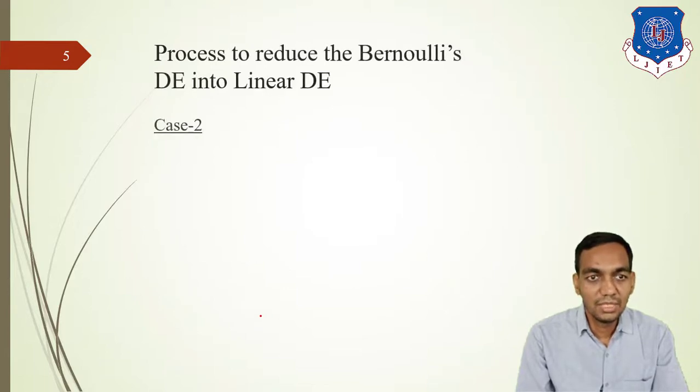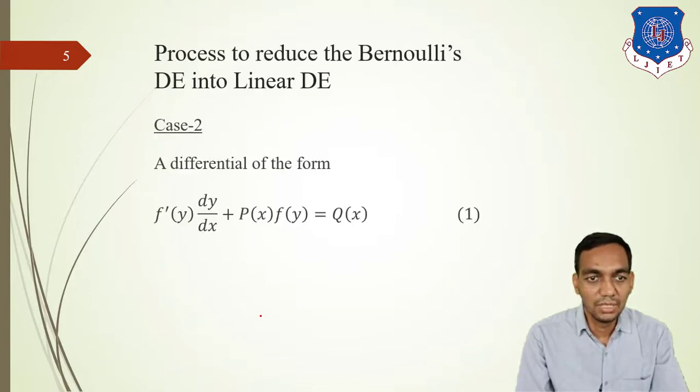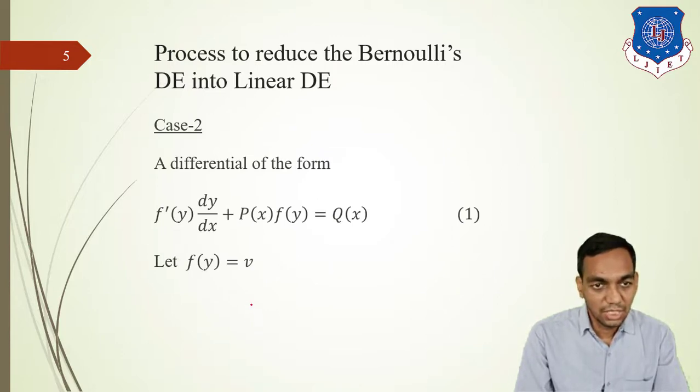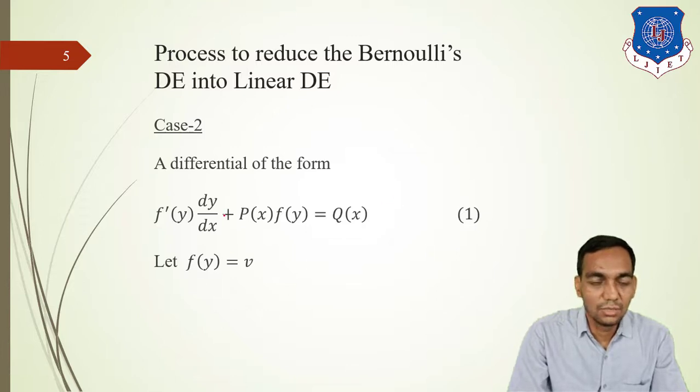Now, in the same manner in case 2, the equation is of the form f'(y) dy/dx + p(x)f(y) = q(x). Here I have written it in a simple form. It may happen you have some function of y here and you have to divide the function of y both sides, and then your equation is reducing in this form. Then in such a case, you have to assume the function of y is equal to v.